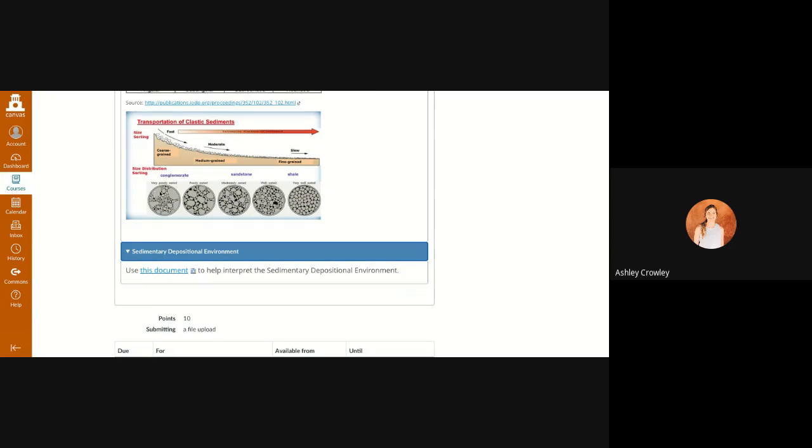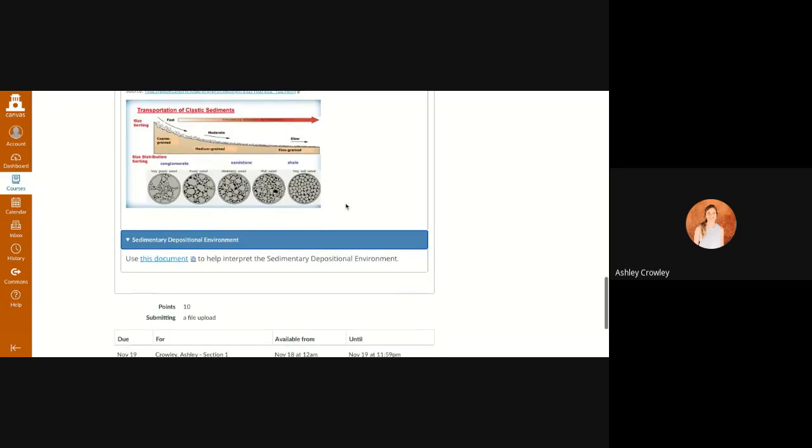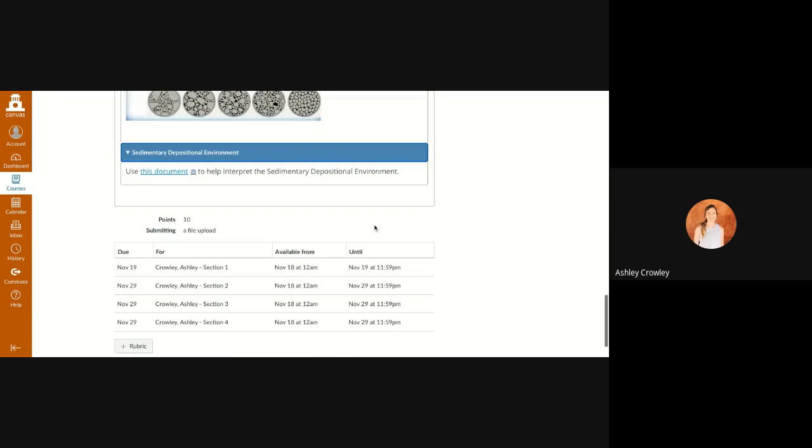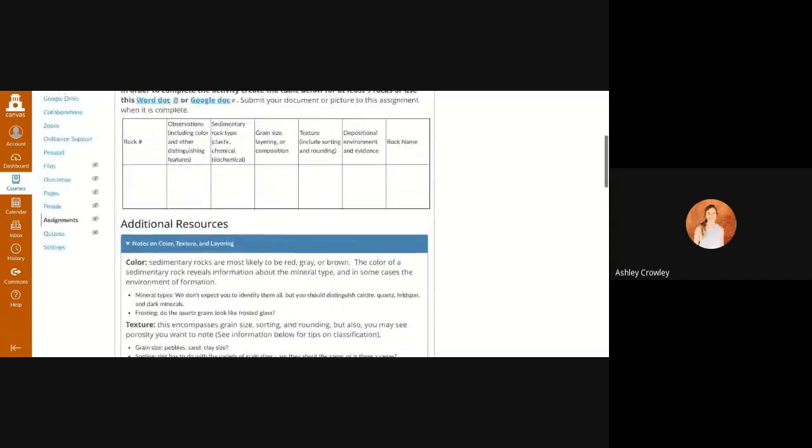And then, yeah, the more sorted that it gets, it's going to become a different rock. And I know that that's just a lot of information. You don't necessarily have to know every single thing about sedimentary rocks. That would be a lot.